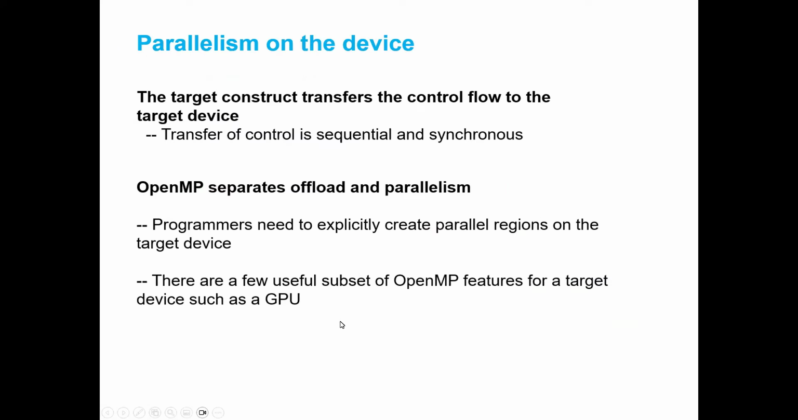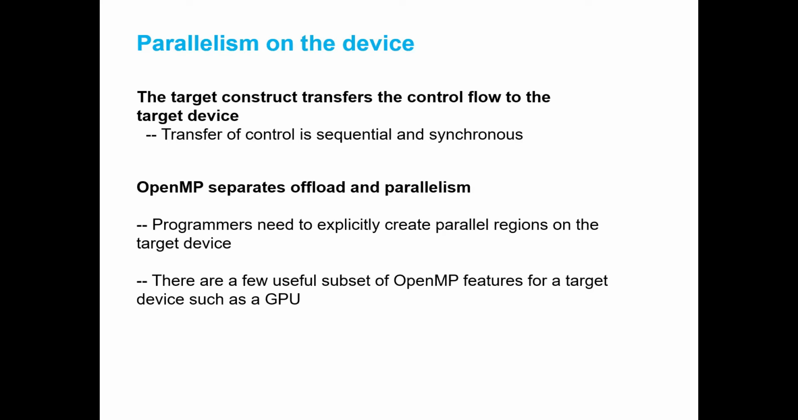So let's talk about it. Just now, we basically said that to offload from CPU to GPU, OpenMP proposed the target construct, which does the job. However, the target construct transfers the control flow to the target device sequentially. It's not parallel at all, and it is synchronous. So you have to do the parallelism yourself, and as the programmer, you need to know which part you want to do in parallel. So OpenMP separates offload and parallelism into two different things.